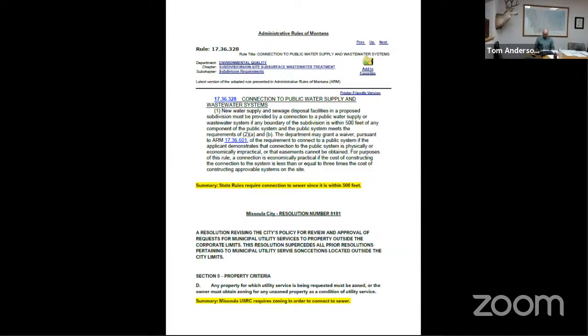So we're in a bit of a pickle here where we are required to hook into the sewer, but need zoning to do so. Currently, there is no county zoning district that fits the character area or the visions of the Meadows West covenants. So hence, our proposed district ties together the visions of the city, the county, and Meadows West in order to keep the character of the area while allowing development of housing at a time when the Missoula Valley is having a housing crisis.